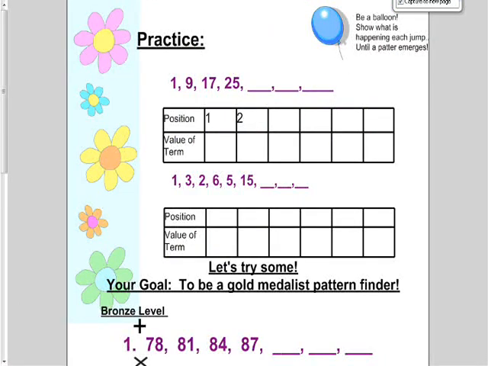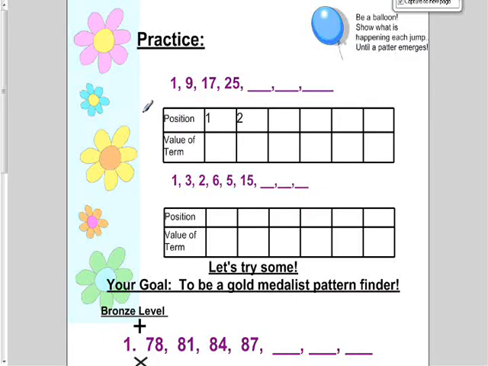All right. You have this sheet in your practice packet, so I'd like you to take that out, and you are going to go ahead and do this with me. So I want to look at how we can take a sequence like this, 1, 9, 17, 25, and put that into a table. You're going to see tables that look like this, where it says position and value of term. A lot of people don't understand what that means, so let me just show you.